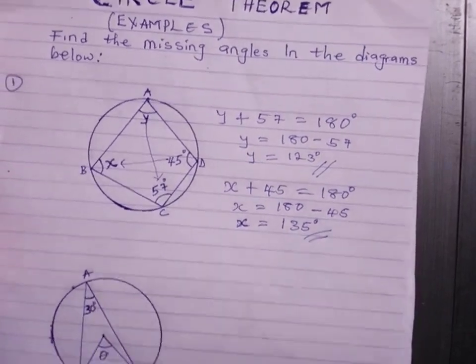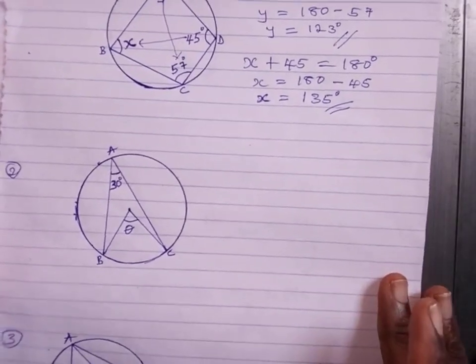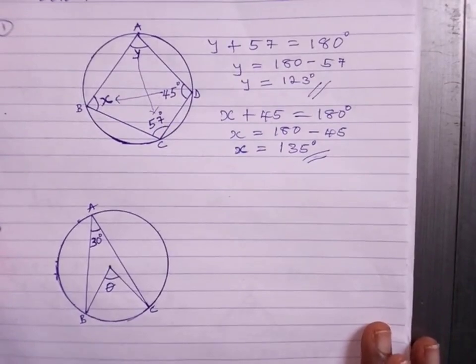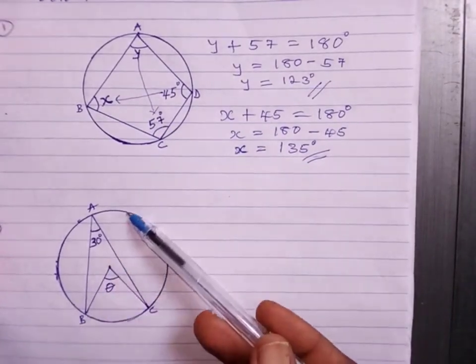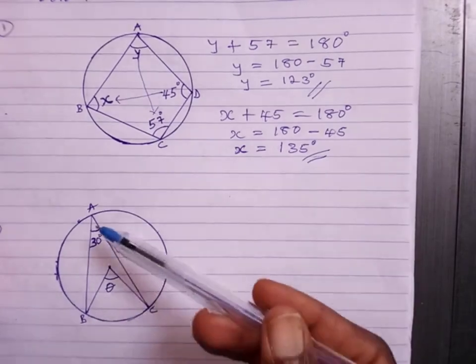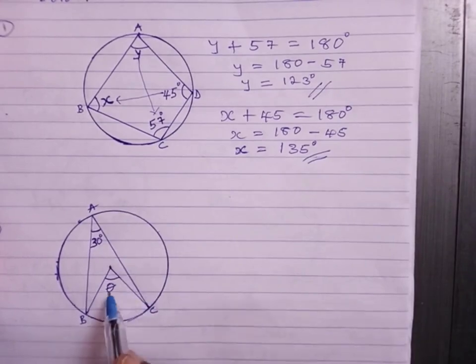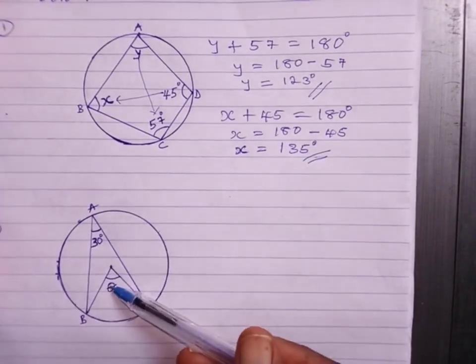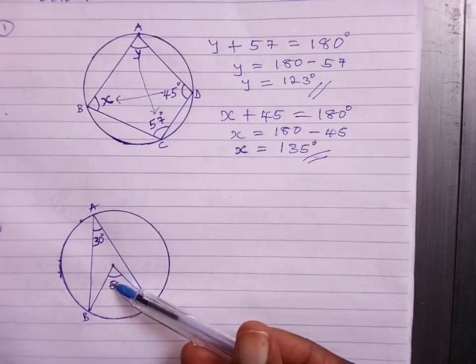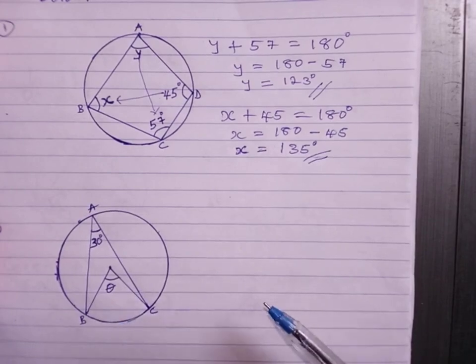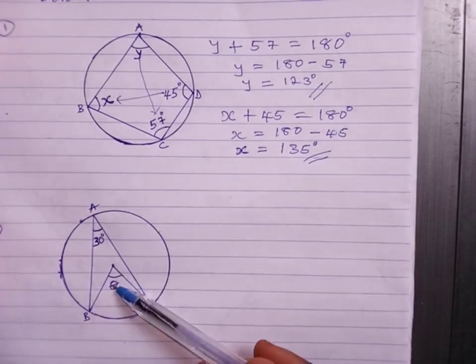The next diagram we have here is this. This is the next diagram we have. We have a circle and we have something like a triangle, and we are asked to find theta. So theta is the angle we are required to find. Now, what law are we going to apply? What theorem of circle are we going to apply to find this very angle?